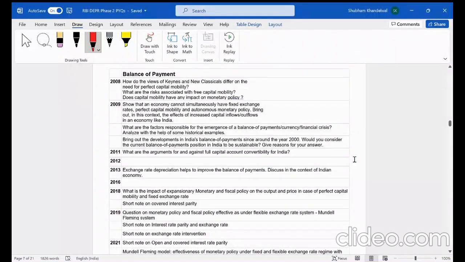Okay, so now let us look at balance of payment. Now, guys, this is the most favorite subject of RBI, because you will see that various questions are asked from this subject, and I mean they have insanely repeated some specific questions from this subject.